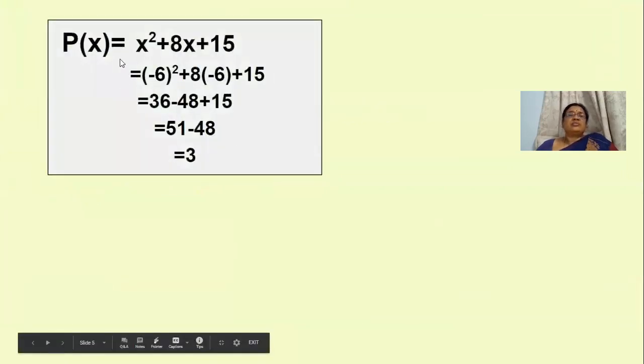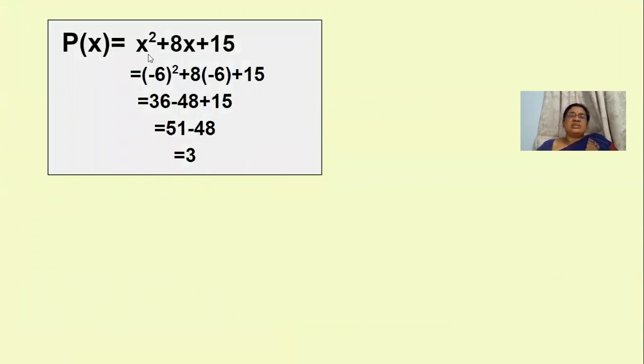See here, when x is -6, the first step is to put brackets in place of x. Then it will be easy to solve this expression. Remember carefully: first you put brackets in place of x, and then you put the x value. Here in this solution, I have taken the x value as -6. Therefore, here x is equal to -6.